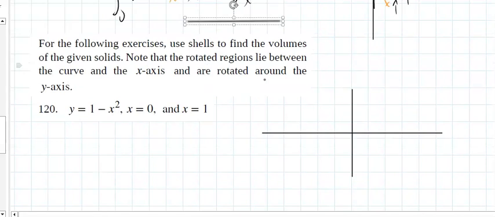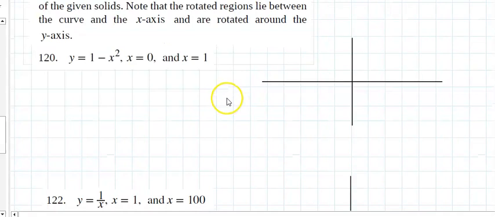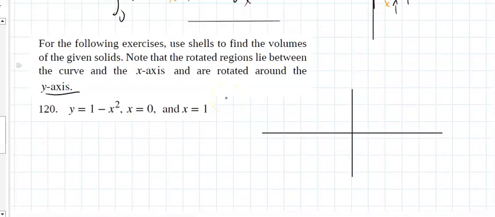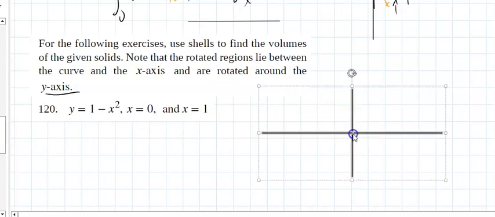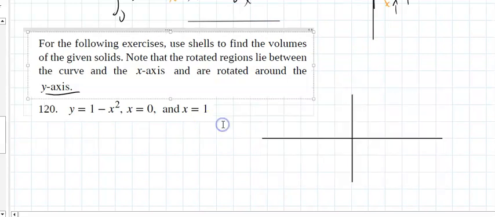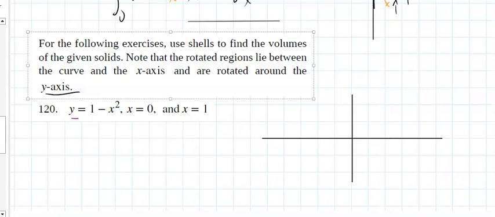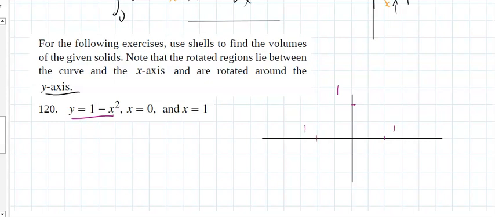Note that the rotation lies between the curves and the x-axis, and you rotate about the y. They're always going to go between the curves and the x-axis, and the rotation in this case is about the y. Well, y equal 1 minus x squared. If I say that is 1, that is 1, that is 1. So 1 minus x squared, I want it between the x-axis. It says x equals 0.